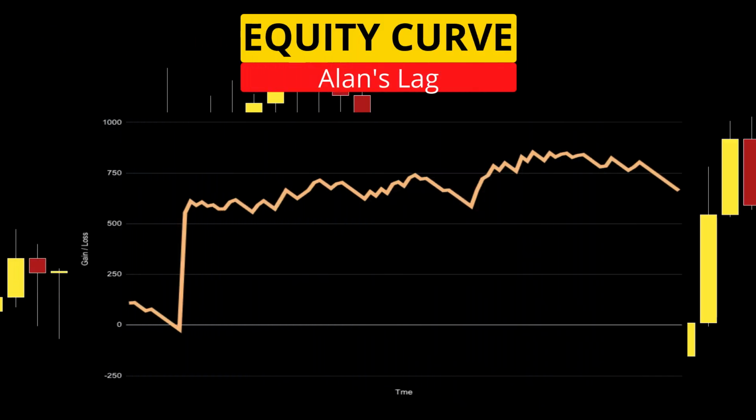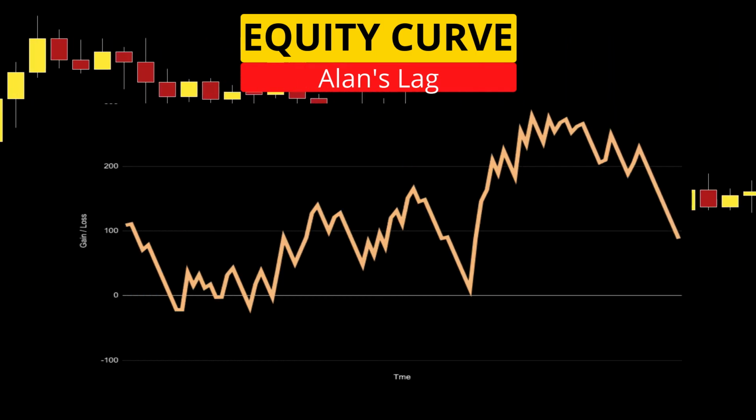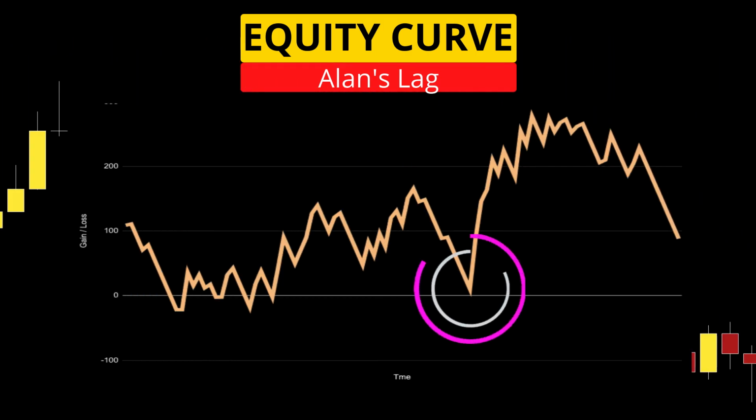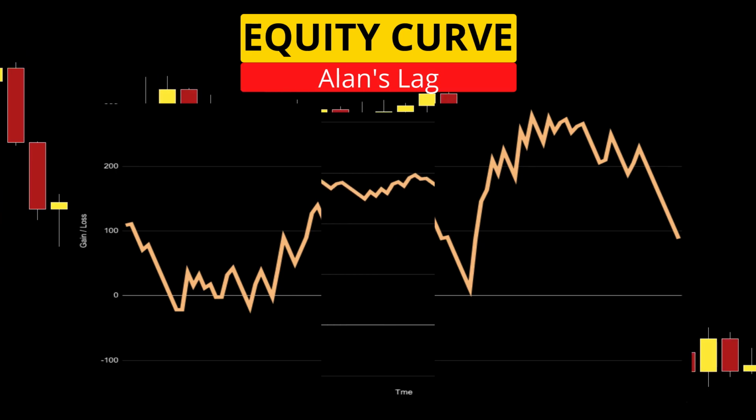But what happens if we remove that one trade from the equity curve? You can see that this system brings your balance back to break even more than halfway through the 100 trades. And if you miss that huge win to start, the results look a lot different.